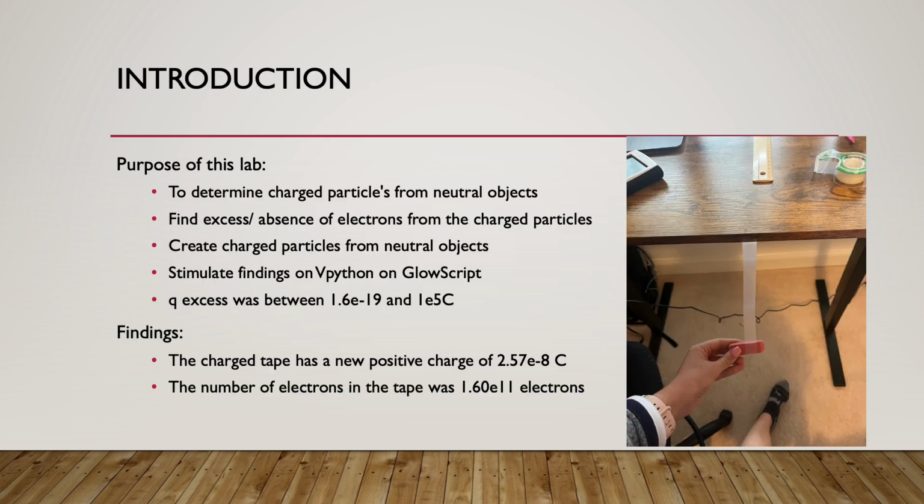The basic introduction is that we are creating charged particles from neutral objects, determining the interactions between the charged particles and finding the excess or absence of electrons from these charged particles, and then simulating our findings in VPython, which is GlowScript. And then we're going to look at our findings and see that the charge of the tape was net positive, that the charge was 2.57 times 10 to the negative 8th coulombs, and that the number of electrons in the tape was found to be 1.60 times 10 to the 11th electrons.